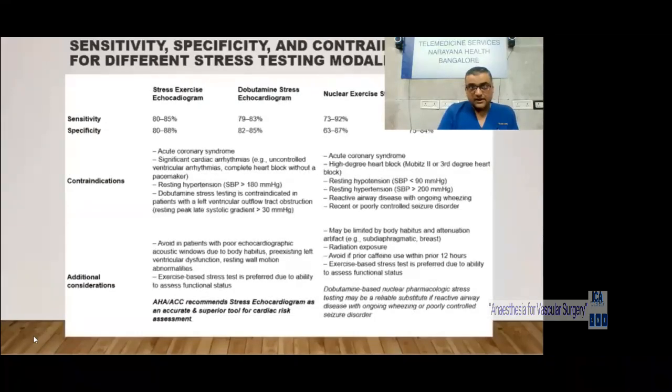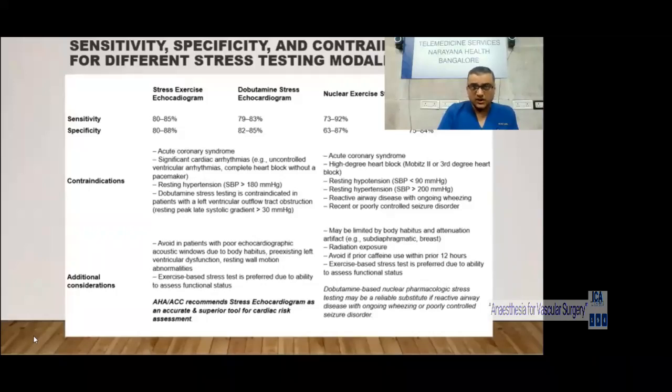This slide shows the sensitivity and specificity and the contraindications for different stress testing modalities. The contraindications for stress exercise echocardiogram and dobutamine are acute coronary syndromes, significant cardiac arrhythmias if uncontrolled ventricular arrhythmias, complete heart block without a pacemaker, and resting hypertension, systolic blood pressure greater than 180 mm of mercury.